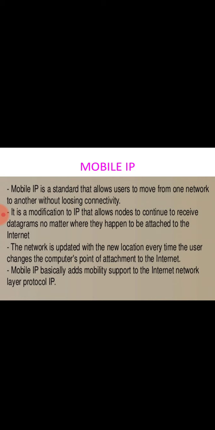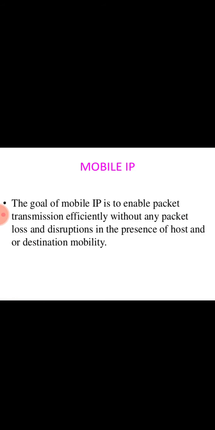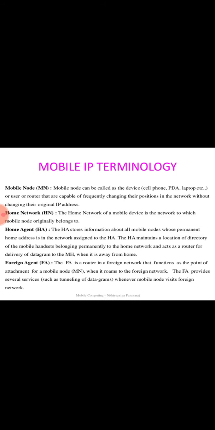The internet is the network for global data communication with hundreds of millions of users. So, why not simply use a mobile computer and the internet? The reason is quite simple. You will not receive a single packet as soon as you leave your home network. So the goal of mobile IP is to allow the users to move from one network to another without changing its IP address. It enables us the transmission of data packets efficiently without any packet loss and disruptions.